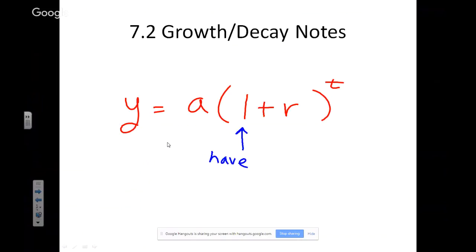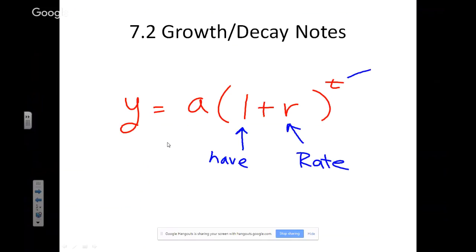And then this r is going to be our rate. We're going to either add or subtract. In this case, when we're talking about growth, we're going to add a little bit to it. So we have this one thing and we're going to add a little bit to it. I have money in the bank, and it's going to grow. It's going to get bigger. So I'm going to add a penny to it, or whatever that rate is.